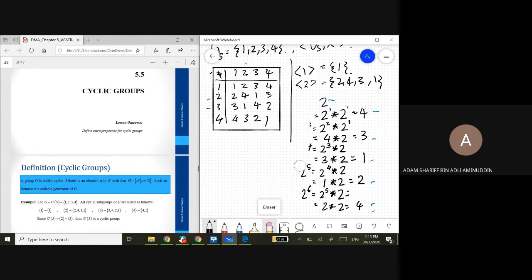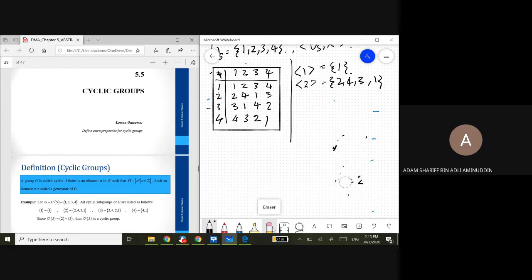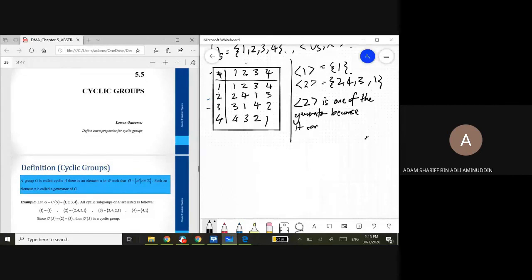Because it can generate all elements in U5, 2 is known to be a generator. Okay, right now it's confirmed that 2 is one of the generators, because it can generate all elements in U5.